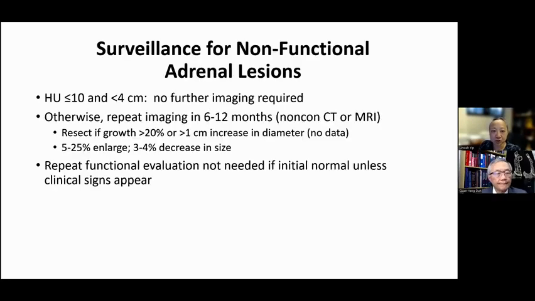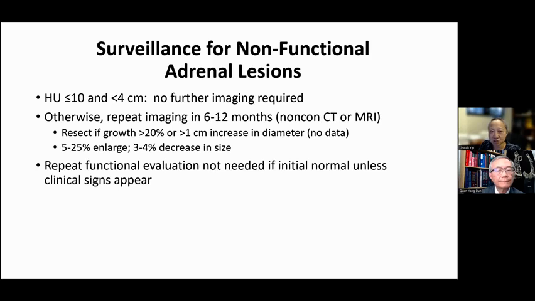Surveillance for non-functional adrenal lesions: for those less than 10 Hounsfield units on non-contrast, and small lesions, really no further imaging is required. Otherwise, repeat imaging in 6 to 12 months. I usually use a non-contrasted CT, since we're really looking for size, or MRI.